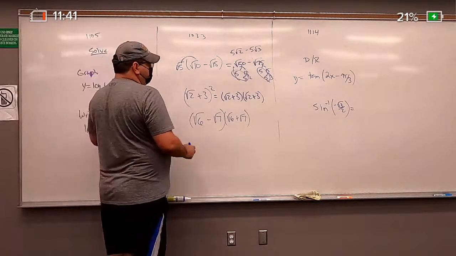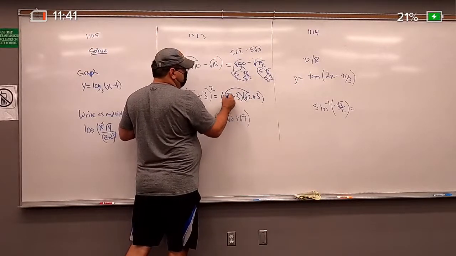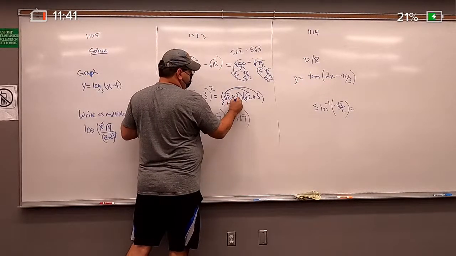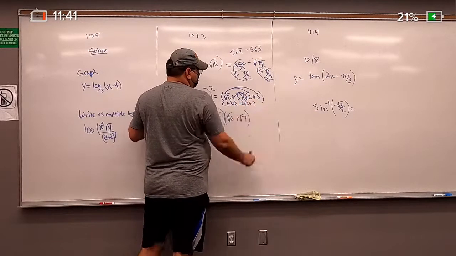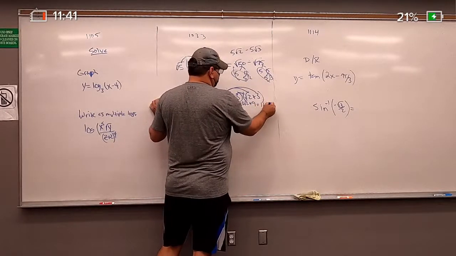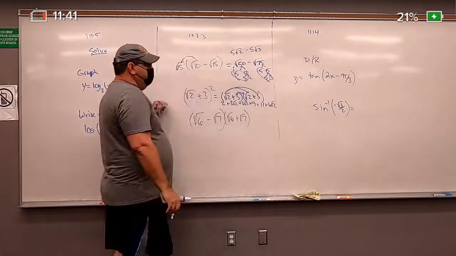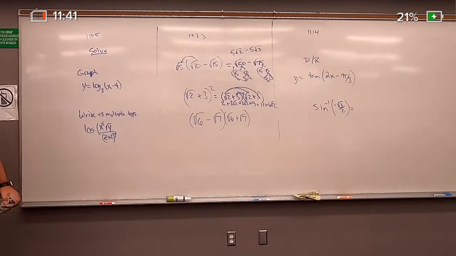Alright. This is square root of 2 times 2 is 2, plus 3 square roots of 2, plus 3 square roots of 2, plus 9. So this is 11 plus 6 square roots of 2. Kyle, you see that? You see where I went from? Okay. You sure?